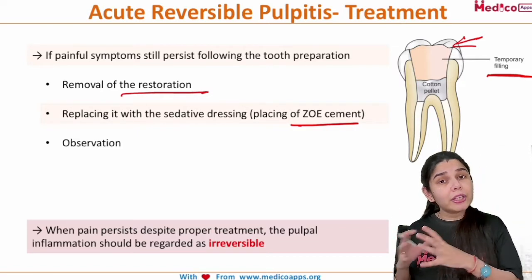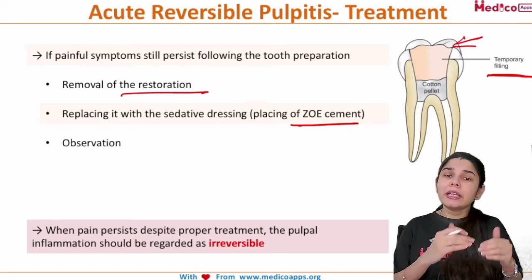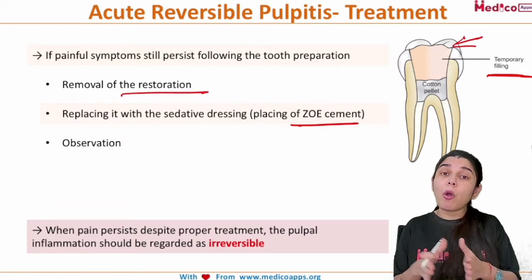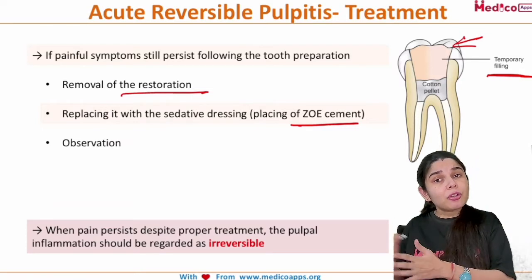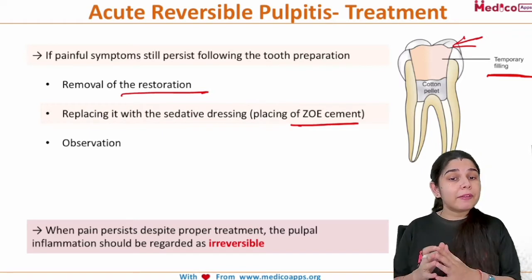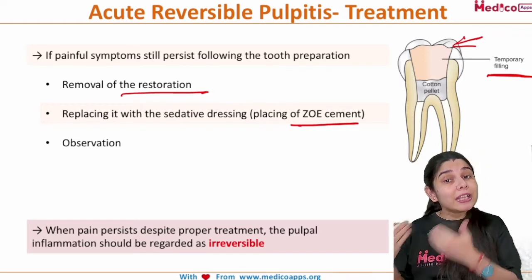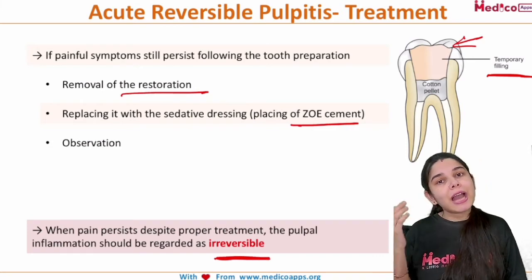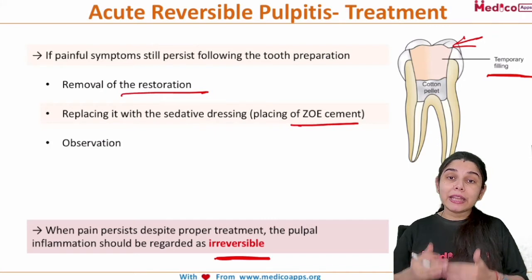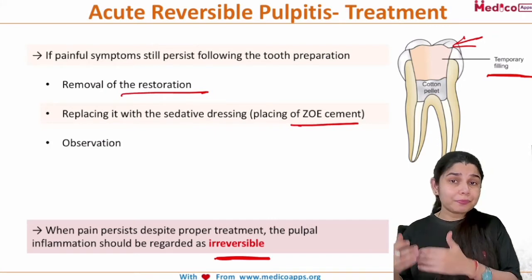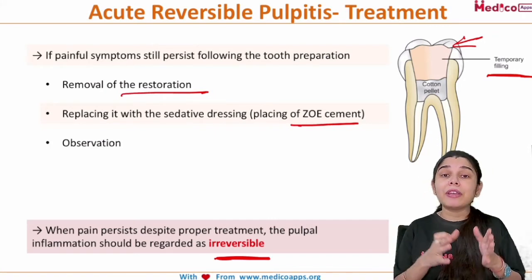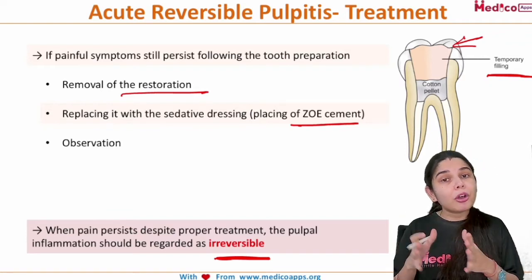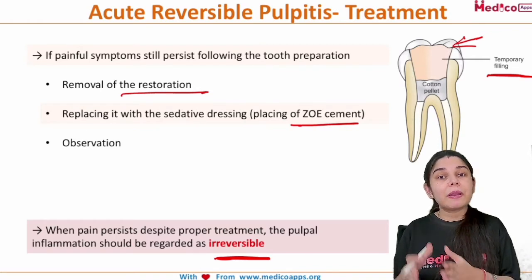And the point you need to remember here is that if the patient is still complaining of pain after performing all these steps of proper treatment, then the pulp inflammation is regarded as irreversible pulpitis. That means the infection has reached into the pulp, and the condition has gone into the irreversible condition, and we have to perform a root canal treatment, that is the pulpectomy. Pulpectomy is the treatment for irreversible pulpitis.